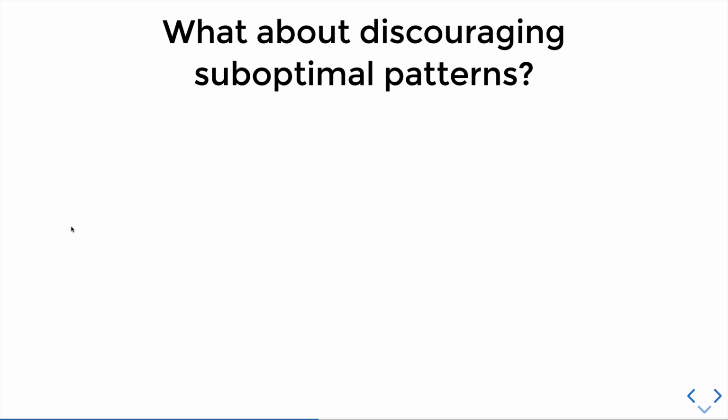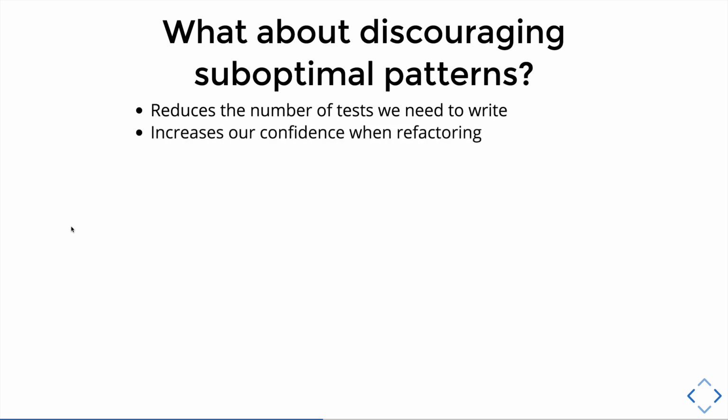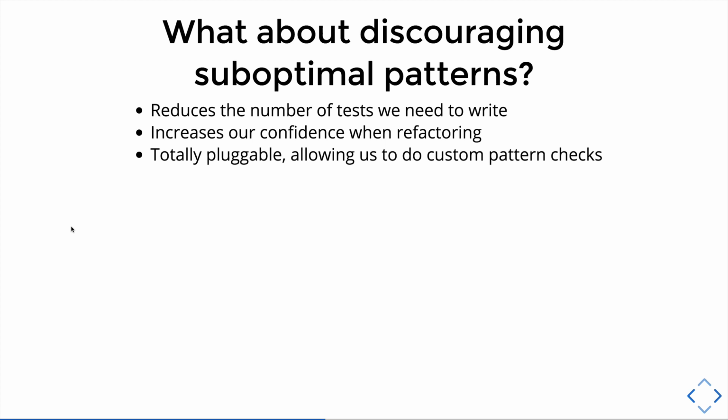Okay, so what about discouraging suboptimal patterns? There are things that we do in our code bases that are not entirely awesome, and we could improve those. So this tool allows us to reduce the number of tests we need to write, increases our confidence when refactoring. Sounds kind of like the Flow type stuff. It's totally pluggable and allows us to do our own custom stuff.